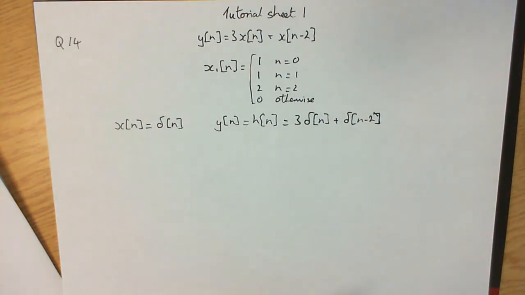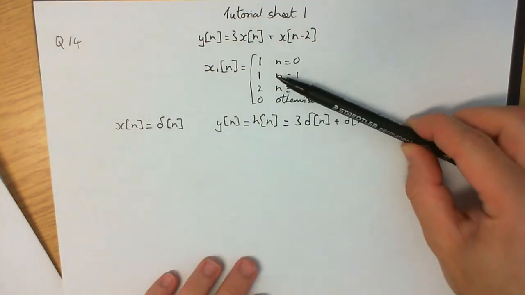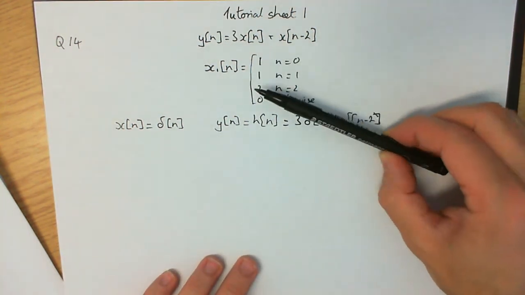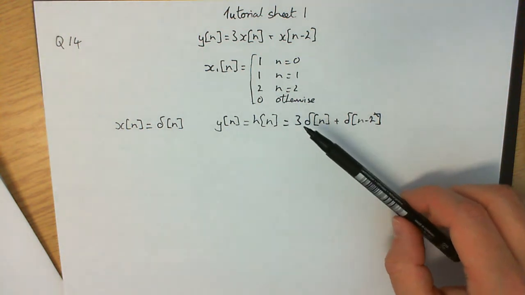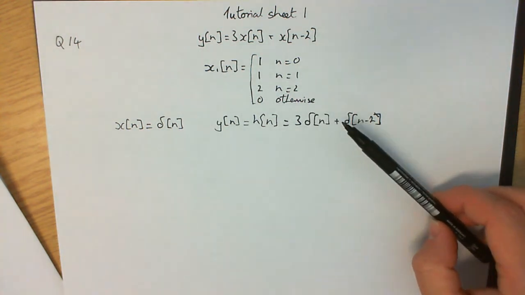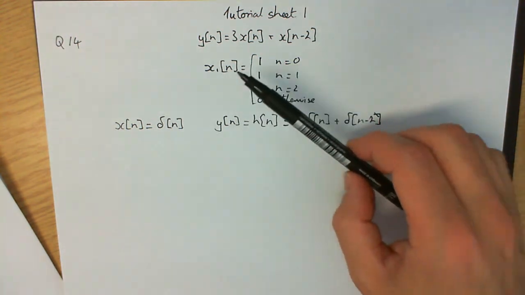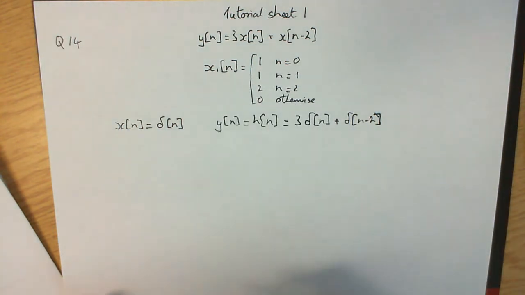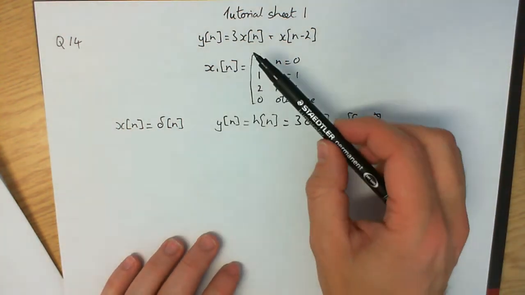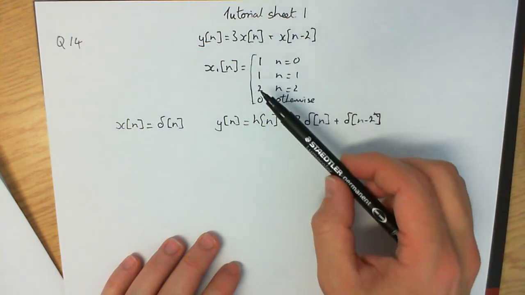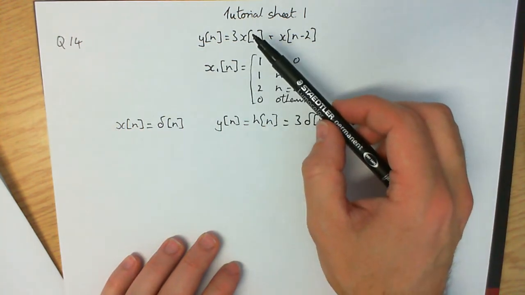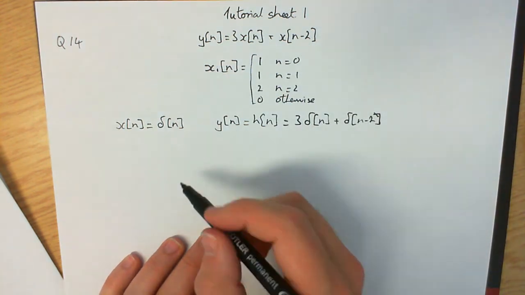The second part of the question says evaluate the response of the system to that input signal given there. Well, there are a couple of ways you could do this. You could use convolution, because now you have the impulse response. You could convolve that with this signal. A much simpler way to do this is just to split these two signals into their two separate parts. Because we know what the inputs are, we can just directly add them into here.